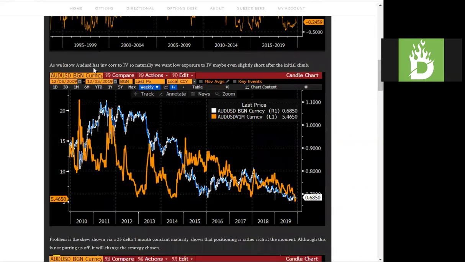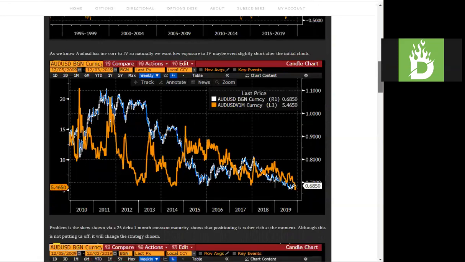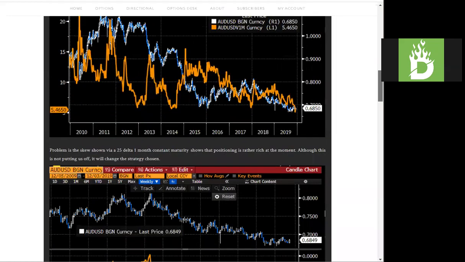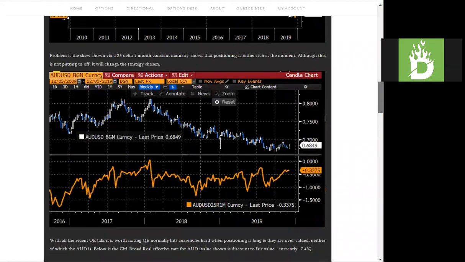The IV was very low as well, so we wanted to keep our exposure to that low, but we wanted to understand that most of the time when you see the Australian dollar rise, you see the implied volatility fall, right? So if we were betting on the upside, we wanted a small exposure to IV, or probably not negative, just because I don't like selling vol, because it's just asking for trouble.